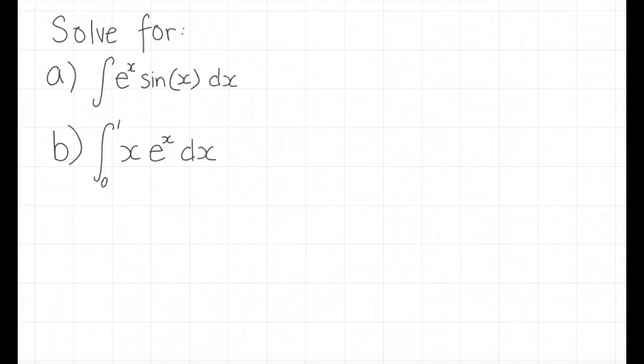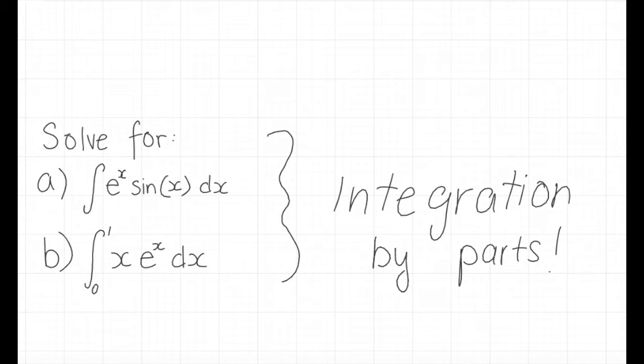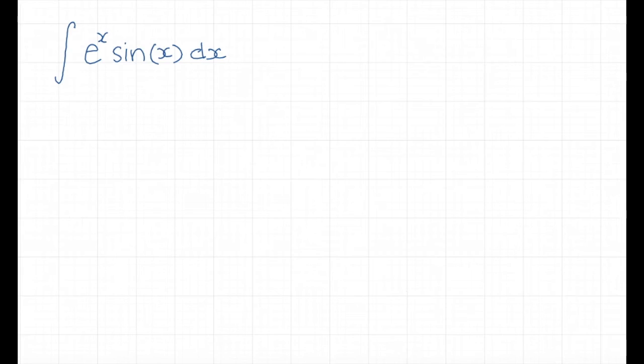Solving two separate integrals. For part A, we'll be focusing on the indefinite integral of e to the power of x times sine x. Our second integral is a definite integral from 0 to 1 of x times e to the power of x. For both of these, we will be using integration by parts. A big indicator of this is the fact that we have an exponential function and a trigonometric function together.